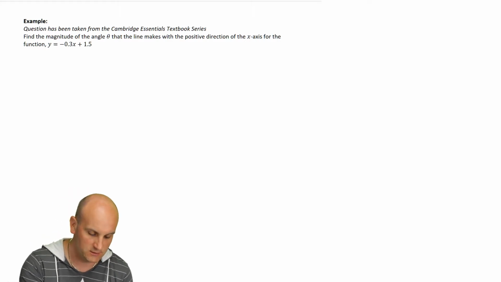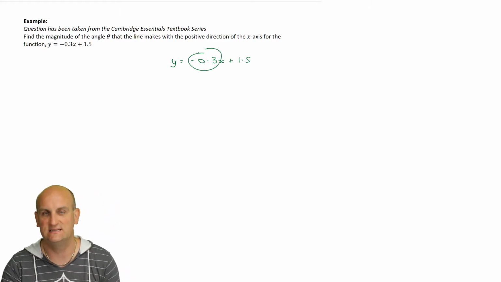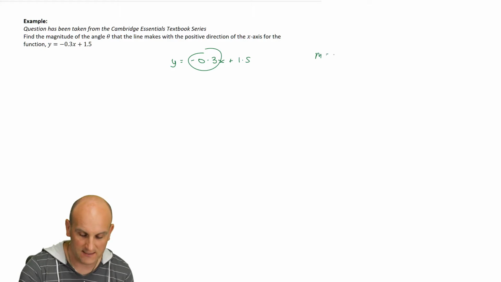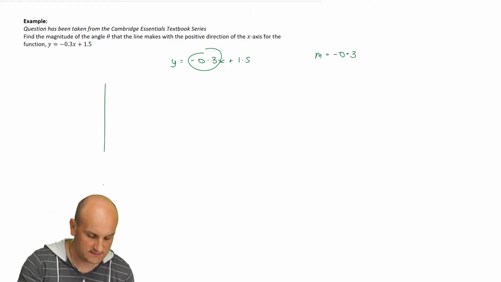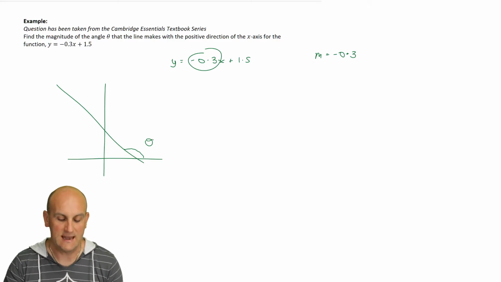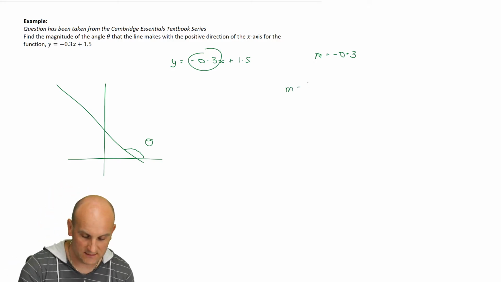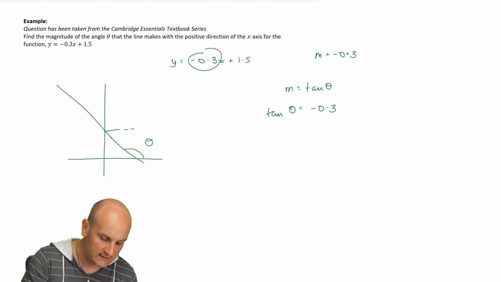Find the magnitude of the angle that the line makes with a positive direction. Now, in this situation, I've got y is equal to minus 0.3x plus 1.5, and I now have a negative gradient. So my m is equal to minus 0.3. What that means is that with a line that's coming down here, this is the angle I'm trying to find, that theta. Now, if I was to do m is equal to tan theta, and tan theta then is equal to minus 0.3, what we actually find out is this angle here.